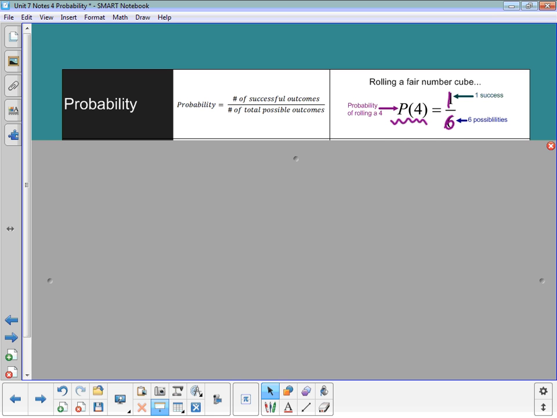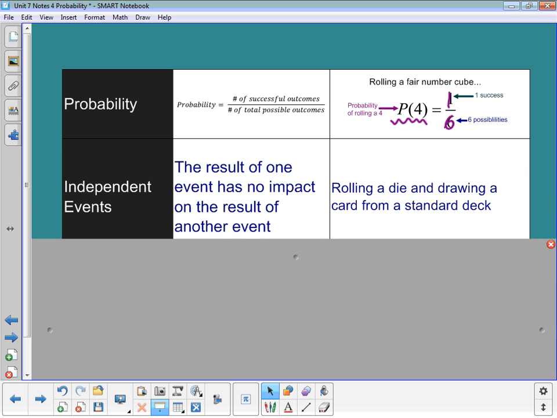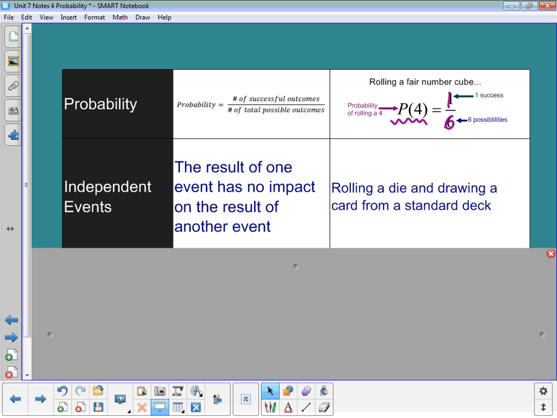Now, there's a concept of independent and dependent events here. We have to determine are our events going to be independent of each other or are they dependent of each other? Independent events are events that have no impact on each other. The result of one event has no impact on the result of the other.